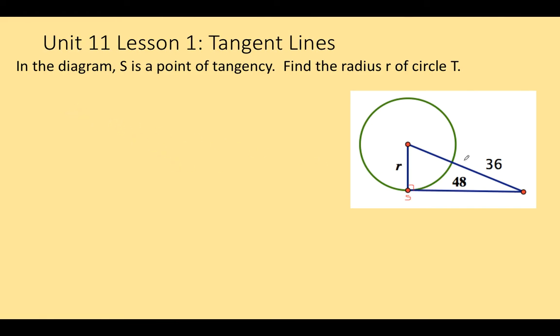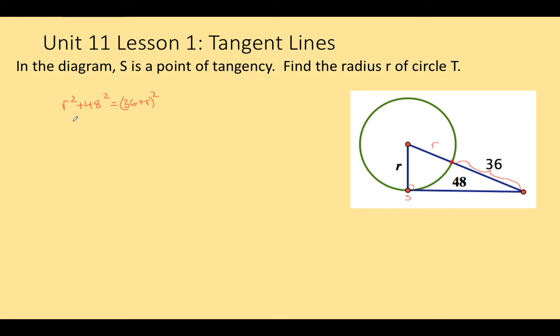Now you've got to be careful. This 36 right here actually applies to this right here. And so on a circle, the radius is going to be the same everywhere. So know that this distance right here would be considered the radius. All right, so as we set up our Pythagorean theorem, we could say r squared plus 48 squared would be equal to, not 36 squared, but (36 plus r) squared. So that would be kind of the key difference that we've got here.